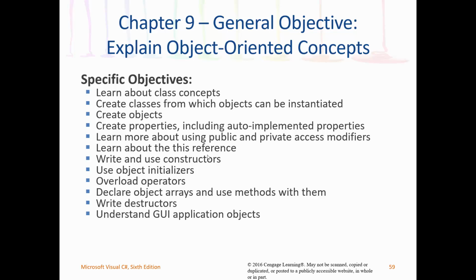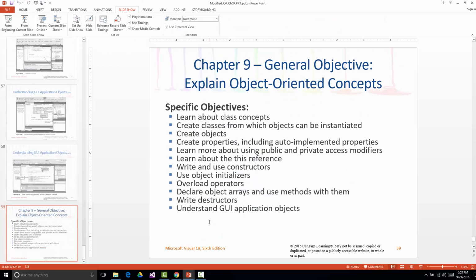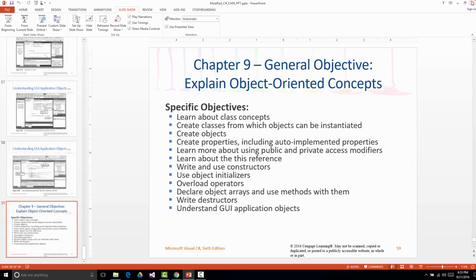We learned how to create constructors and even create overloaded constructors. We talked a little bit about object initializers, I should say. We very quickly looked at how to overload operators. We talked about arrays of objects. And we ended by talking about destructors and a little bit on writing GUI object programs. So that's it for Chapter 9.